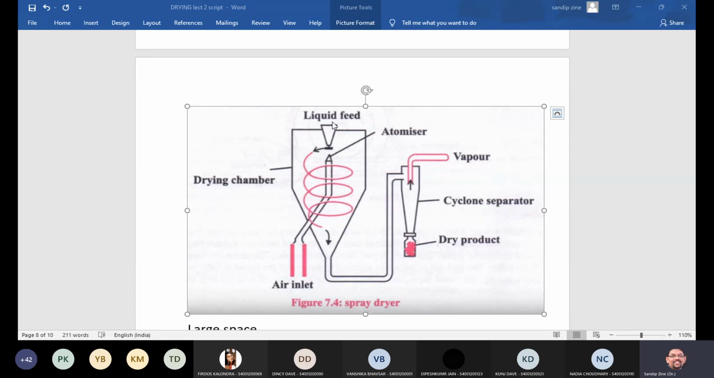Also citric acid, borax, sodium phosphate, gelatin, such kinds of compounds are dried. Milk, soap and detergents are also dried by the spray dryer. The spray dryer is also used compulsorily if the quantity of the material to be dried is large and the product is hygroscopic or undergoes chemical decomposition.